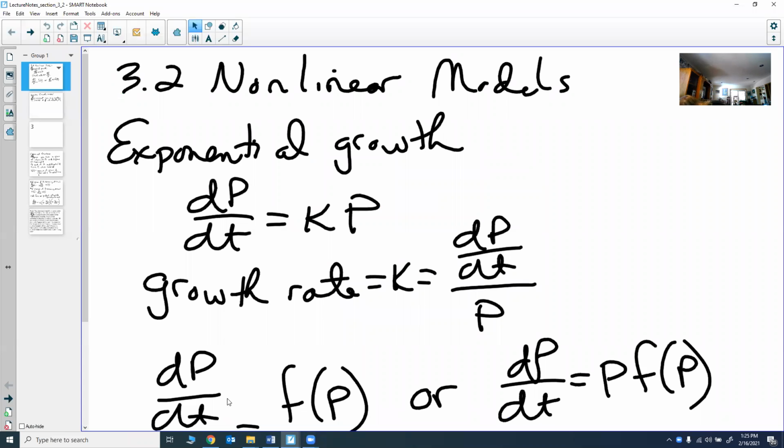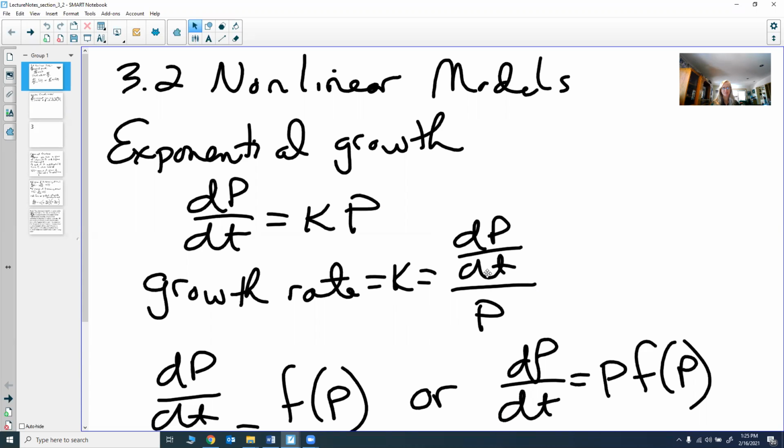So now let's look at how we set up a nonlinear model. Again, solving them you've done, but this is just how to actually set up a nonlinear model. Going back to exponential growth, that is where the rate of change of your population is proportional to the size of the population. And so therefore your growth rate is the rate of change divided by the size.